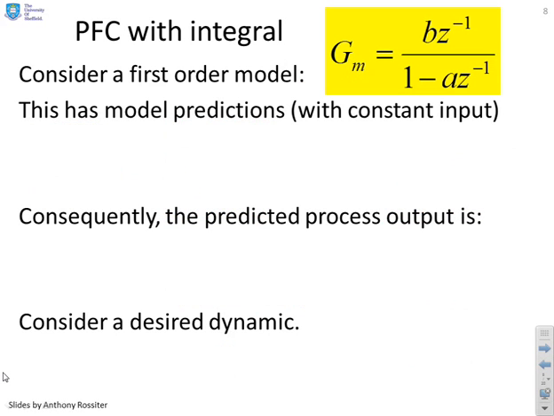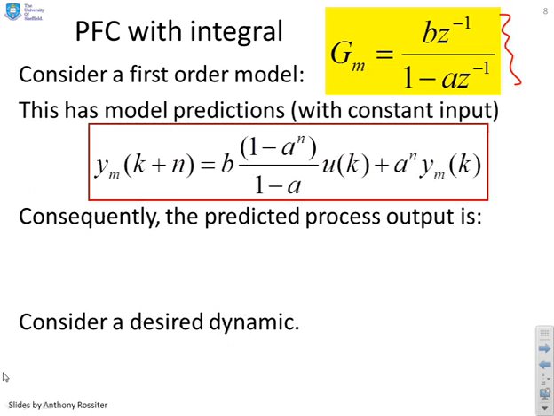Now we're going to look at this in slightly more detail with some specific numbers. So I'm going to take a first order model here, g equals bz inverse over 1 minus az inverse. I can write down the predictions for this explicitly. Here are the explicit relationships that I want. This is assuming, you'll notice, that the input is constant in the future.